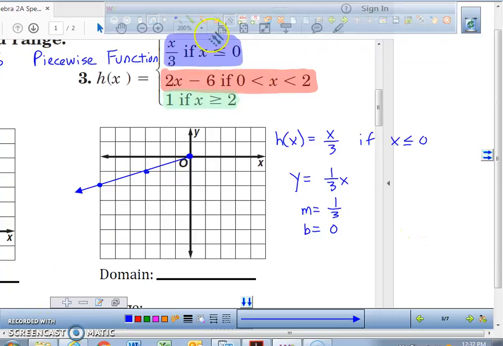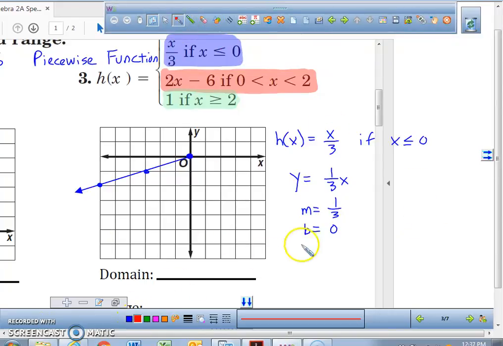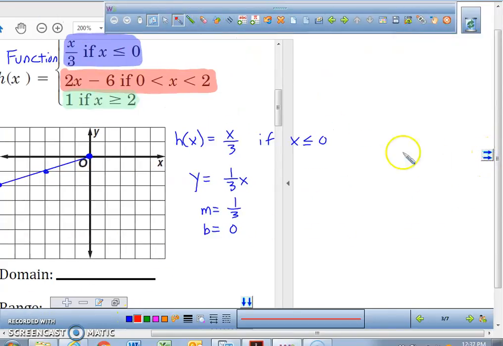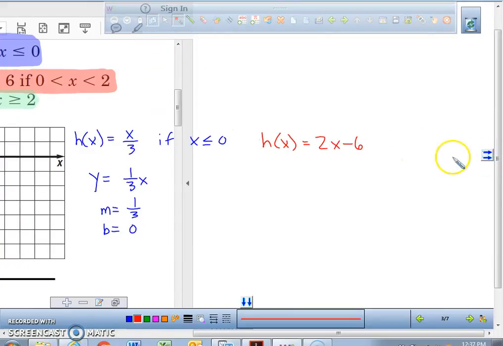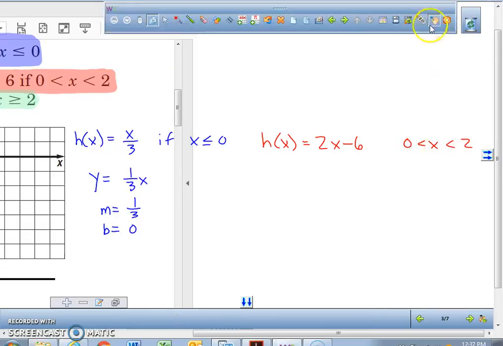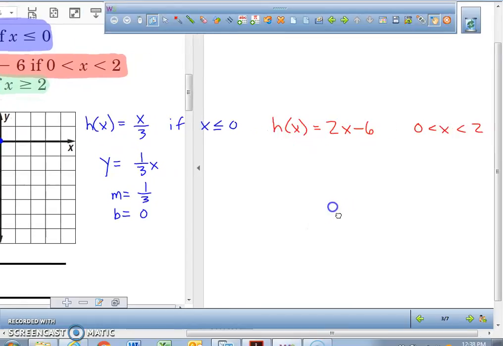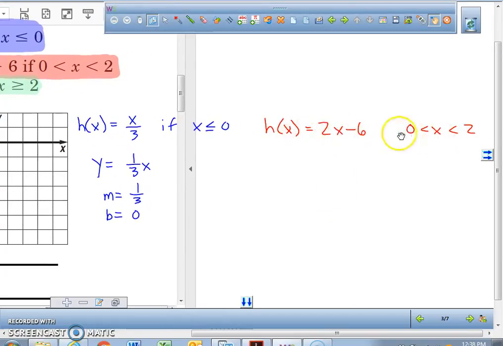All right, the next one we're going to work on is in red. So right now I'm going to move over here to the right. I'm going to write h of x equals 2x minus 6. But I'm only going to be allowed to graph the x values that are between a 2 and a 0. All right, so I want you guys to write this function right here.